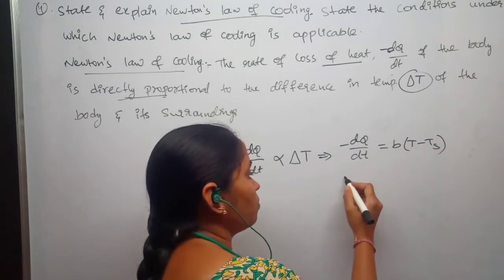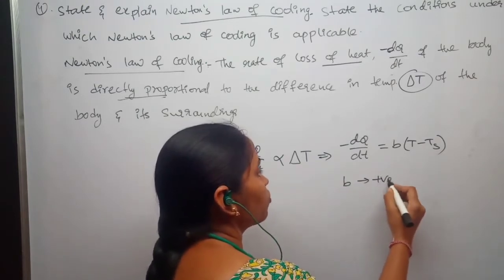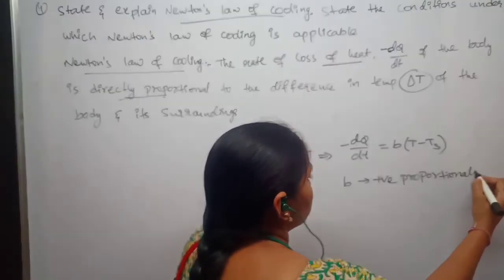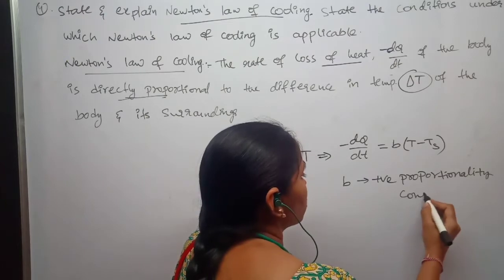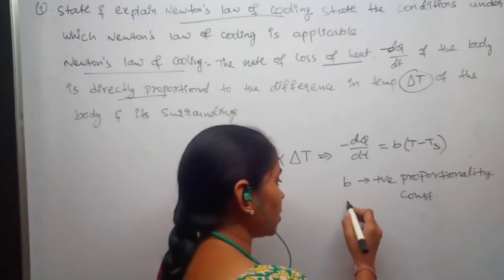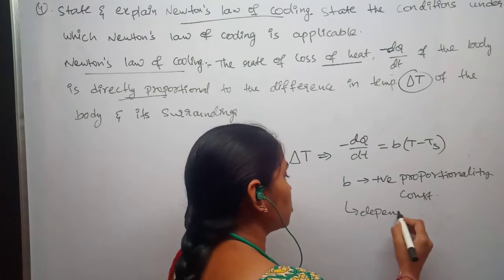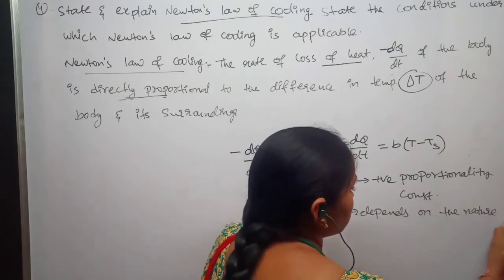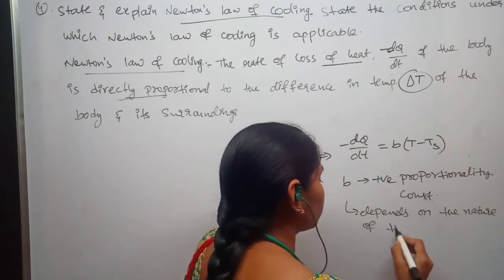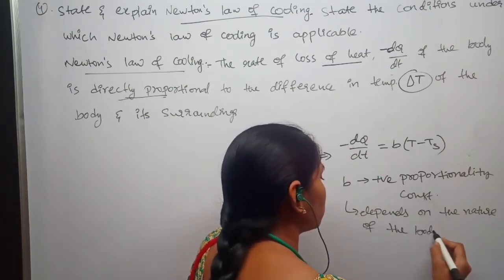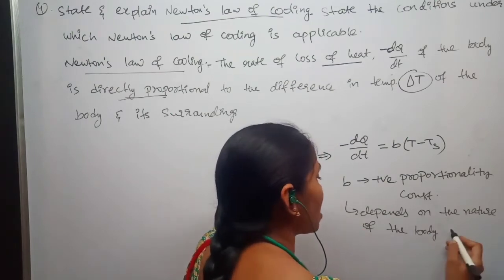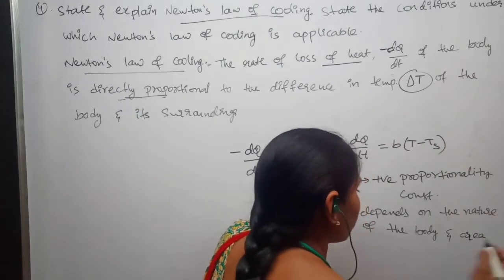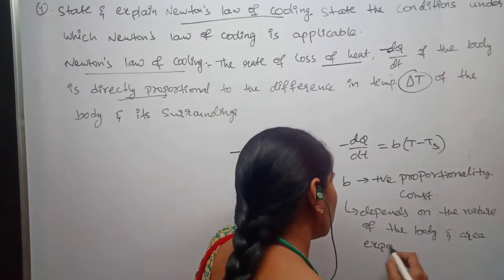Here B is a positive proportionality constant, and it depends on the nature of the body and the area exposed to its surroundings.